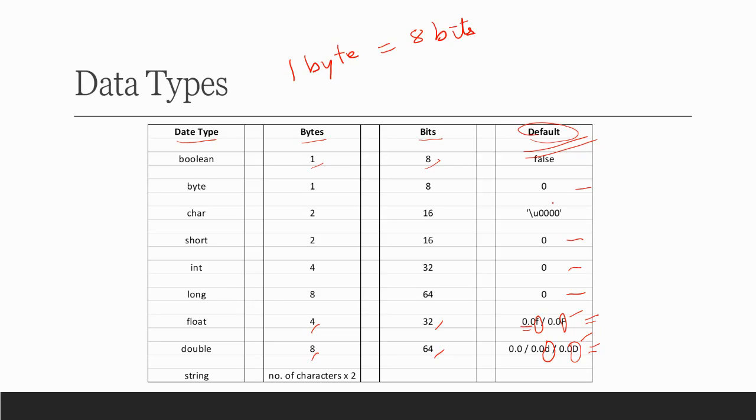As you can see, char has a very unique type of default value, which is backslash u followed by four zeros, enclosed in single quotes. And as I mentioned before, a string does not have a definite memory space. As it is a set of characters, its space is considered to be the number of characters into 2.